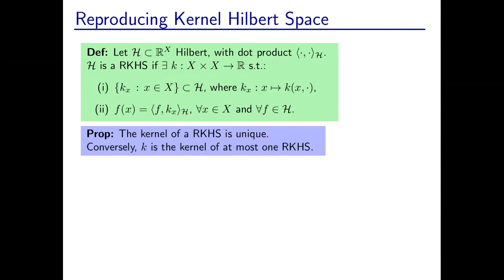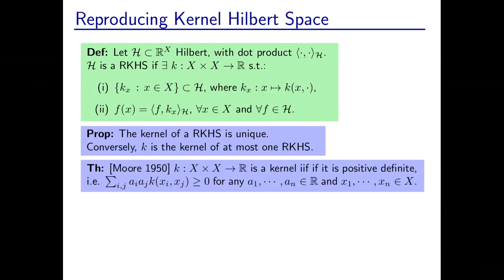Now, very briefly, because I don't want to go into details, there's a lot of theory behind those spaces. You can show, for instance, that if you have an RKHS, then its corresponding kernel is unique, and the other way around, if you have a function K that is a kernel, then it is the kernel of at most one RKHS, up to some isomorphism.